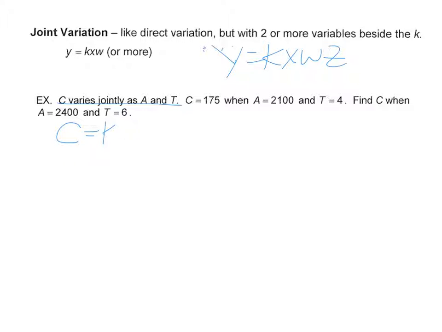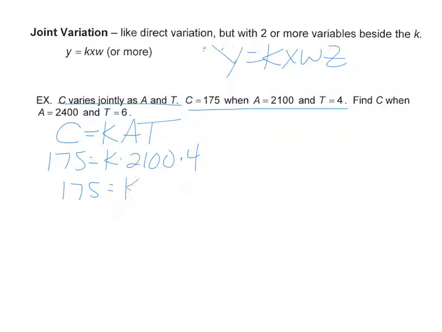So that would look like this. C equals K times A and T. Then the next part, C equals 175 when A is 2100 and T is 4. So 175 equals K times 2100 times 4. Multiply 2100 and 4. 175 equals K times 8400. And then divide both sides by 8400.